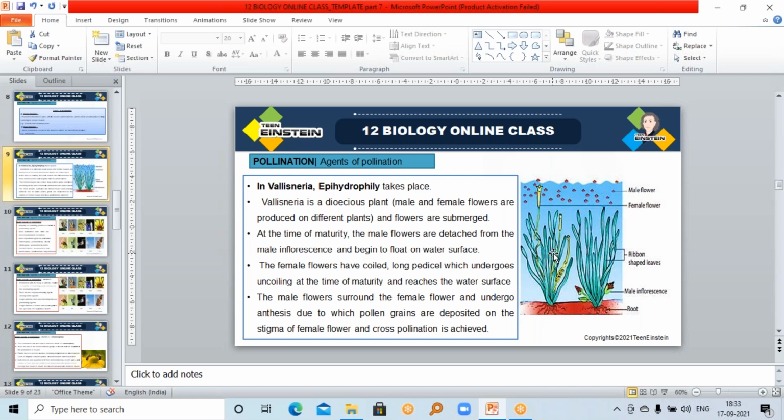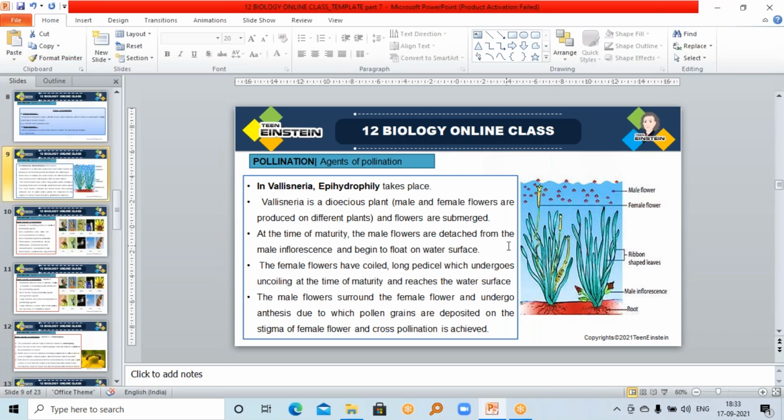So how is it getting cross pollinated? In Vallisneria, it is a dioecious plant. That means male and female flowers are produced on different plants, and the flowers are submerged. You can see both male and female flowers are submerged. So at the time of maturity, the male flowers are detached from the male inflorescence, and they begin to float on the water surface. Here you can see the male flowers which are floating on the water surface.